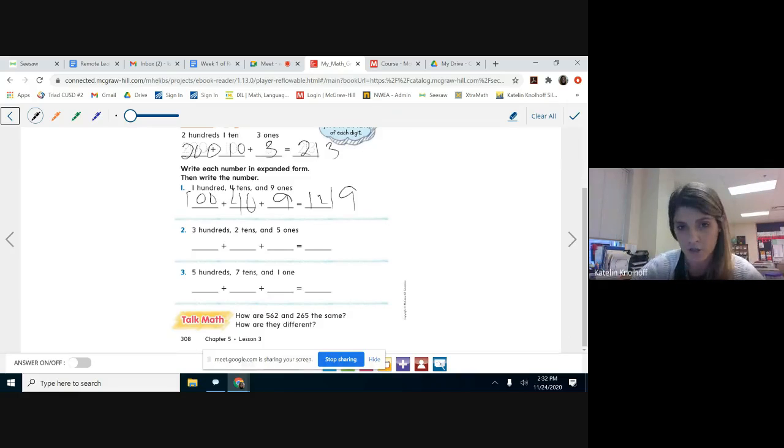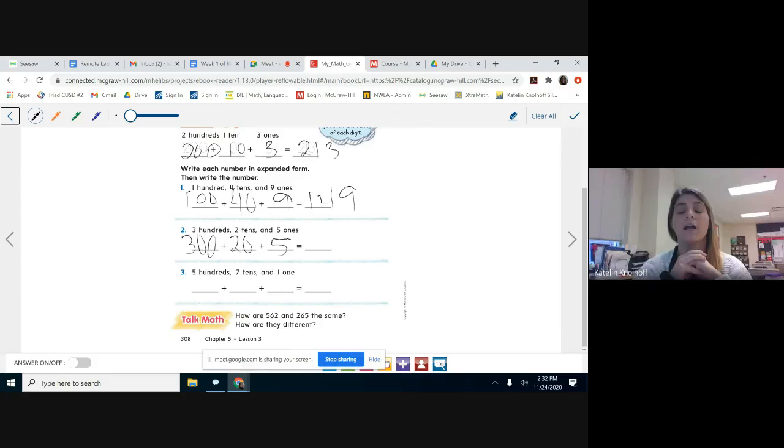All right, so let's look at number 2. It says 300, 2 tens, and 5 ones. So let's look at our 300s first. If you aren't sure what that is, you could hold up 3 fingers and you could skip count by 100. So 100, 200, 300. So we're going to write 300 right there. If we have 2 tens and we aren't sure, we can skip count by 2 times. 10, 20. And then when we focus on our ones, it's just like counting up by ones. 1, 2, 3, 4, 5.